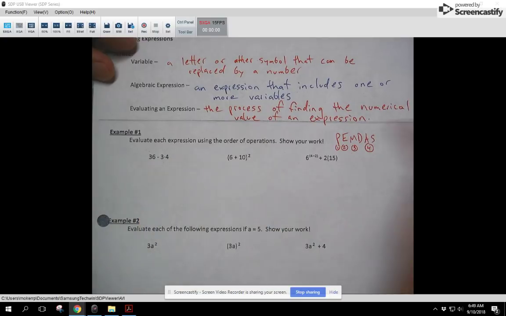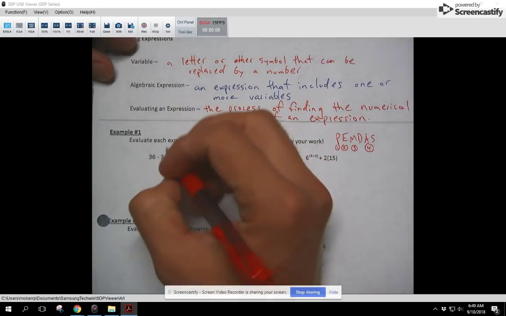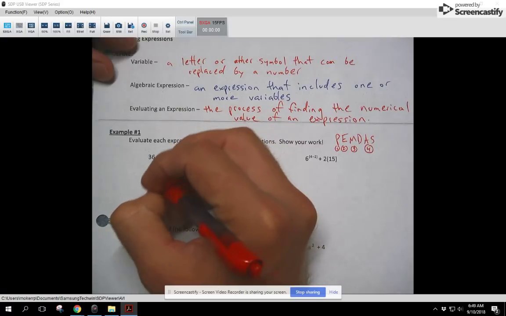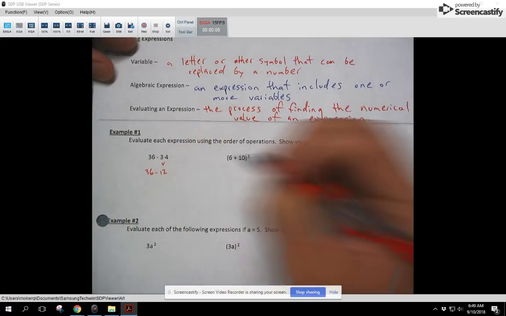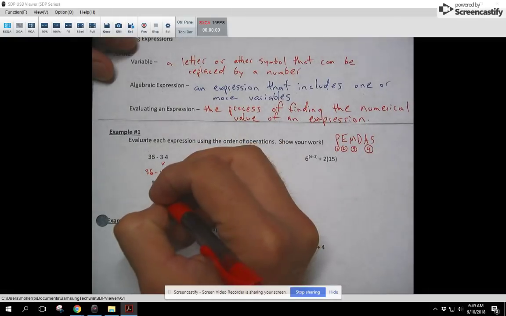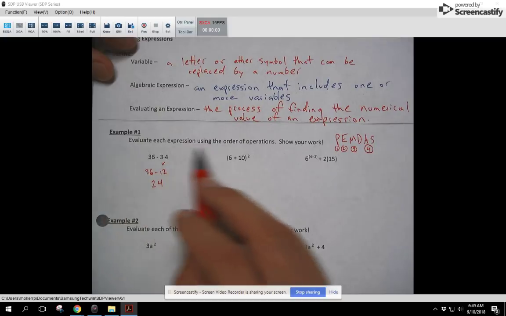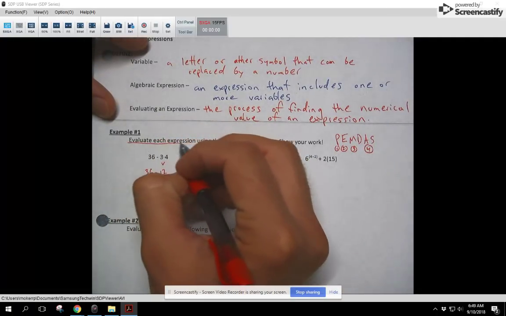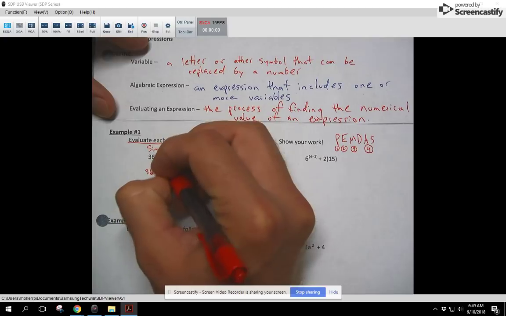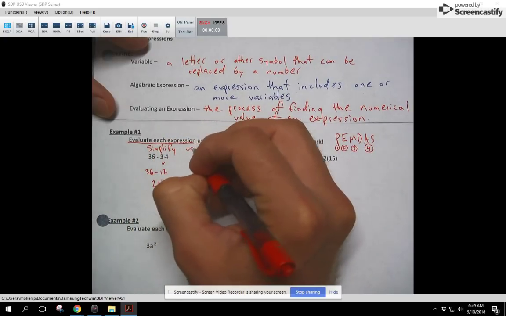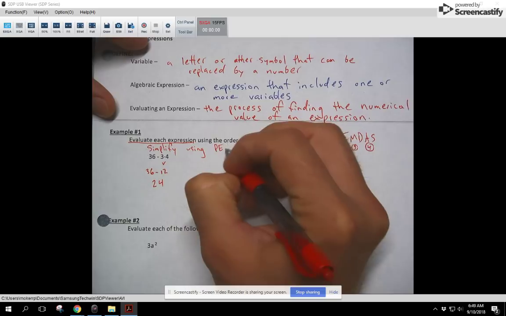So when I look at 36 minus 3 times 4, the main thing I need to focus on here is make sure that I don't do the subtraction and then multiply. Multiply comes first. So the first thing I'm going to do is the 3 times the 4, which is going to give me 12. Bring down 36. And I'm going to work straight down. 36 minus 12 is 24. So when I look at the directions that say evaluate each expression, it basically means to simplify using order of operations.